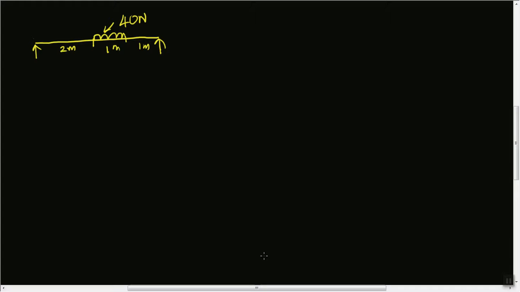Let us consider one more example of a simply supported beam, which is carrying a 40 newtons per meter load here. Okay, now we want to draw the shear force and bending moment diagram for this. Whenever there is a simply supported beam, the first step is to find out the reactions.